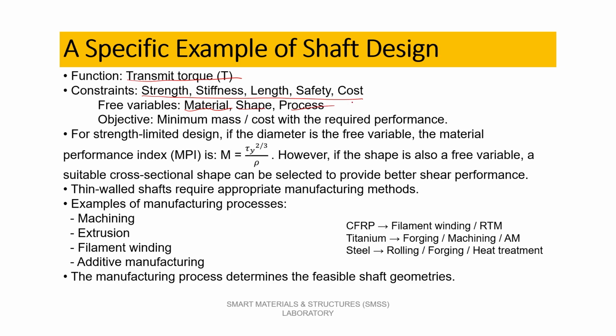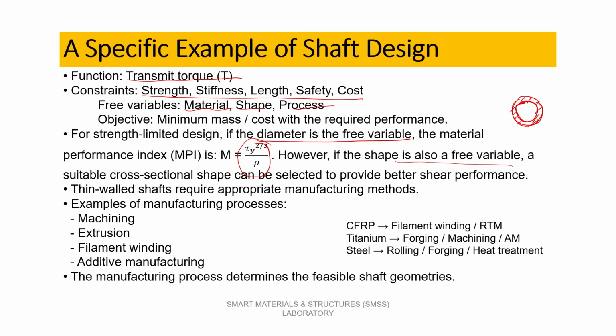shape and process. Now, for a strength limited design, suppose the diameter is the free variable, the material performance index is tau_y^(2/3)/rho. However, if the shape is also a free variable, then it is no longer a solid shaft. I can go for things like a hollow shaft. I have not shown you, in fact that will be an exercise that we will do at a later time, what the material property index will be if I consider only a hollow shaft. Then it will no longer be tau_y^(2/3)/rho, it is going to change.